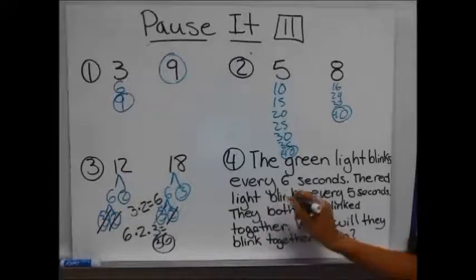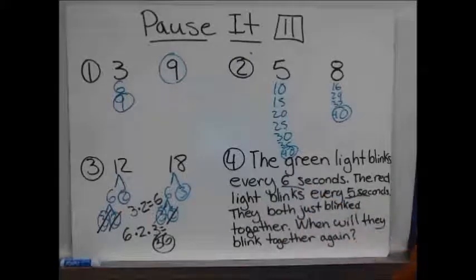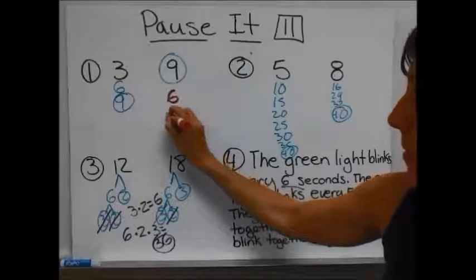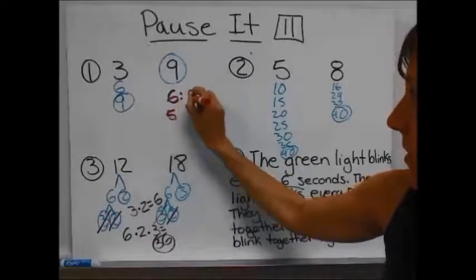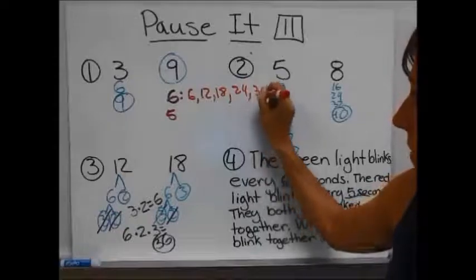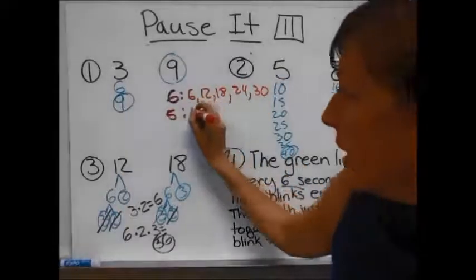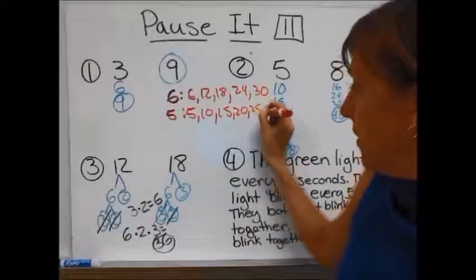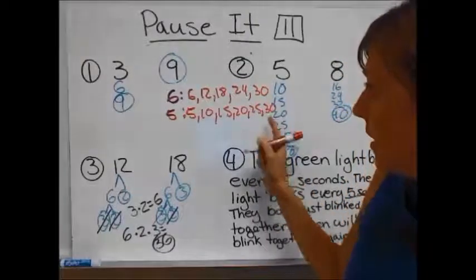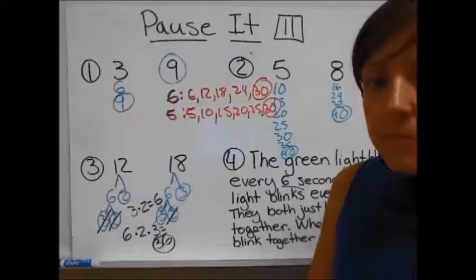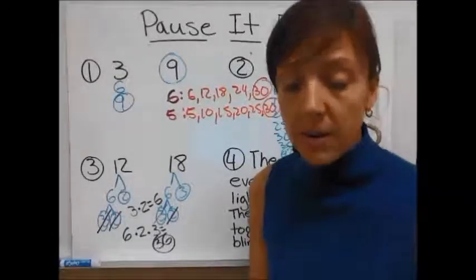So we're going to take 6 seconds and 5 seconds, and we are going to find the least common multiple of 6 and 5. So I can take 6 and list out multiples. 6, 12, 18, 24, 30. I can do the same with 5. I get 5, 10, 15, 20, 25, 30, and I'm seeing that they both have a 30, and that would be the least common multiple of the two. So the green light and the red light will blink together again in 30 seconds.